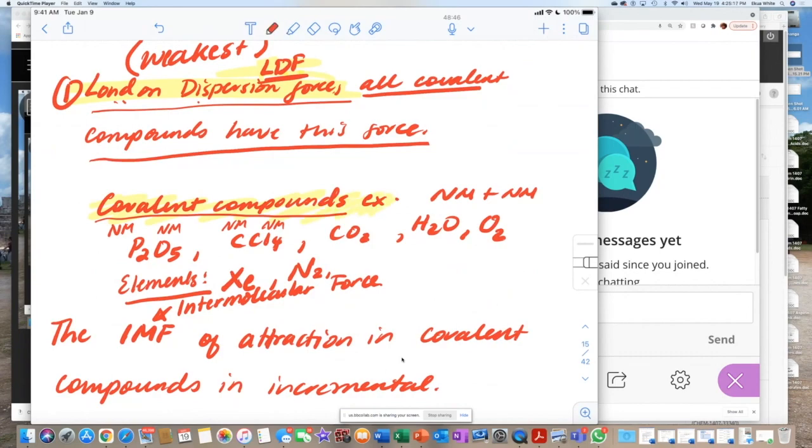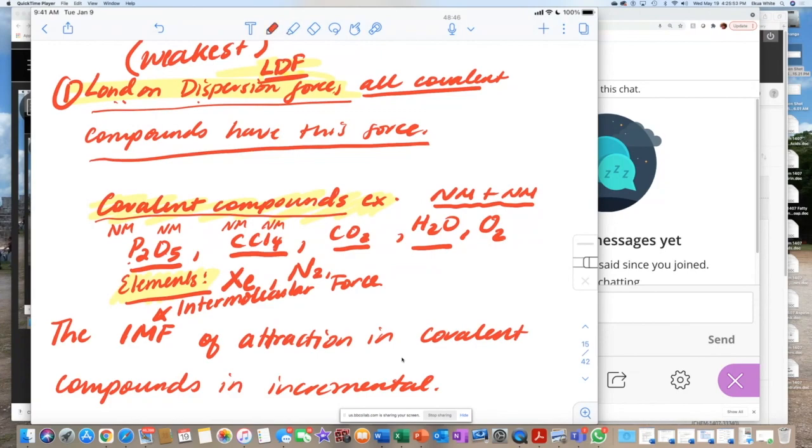I gave you an example here. As long as it's nonmetal and nonmetal, it qualifies. P2O5, nonmetal, nonmetal, right? CCl4, nonmetal, nonmetal. CO2, you can have two elements, you can have three, you can have 100 different elements. As long as they're all nonmetals, they are covalent and they have LDF, London dispersion force. We got H2O here. And then I move on to the elements that do have London dispersion force. We have elements that have London dispersion force.